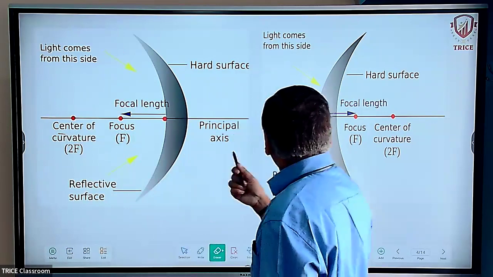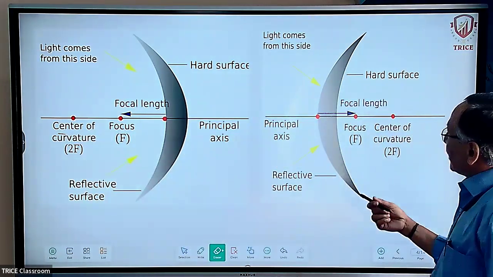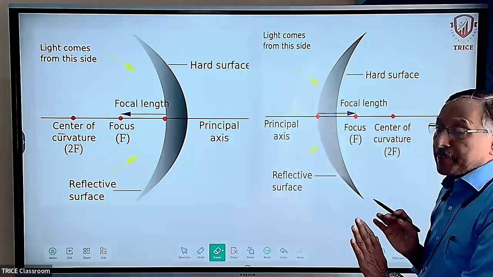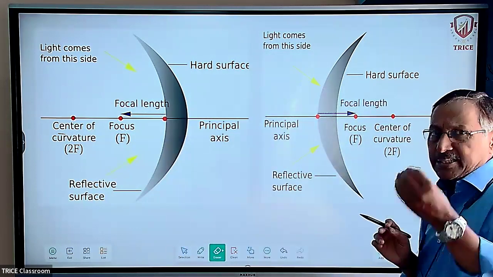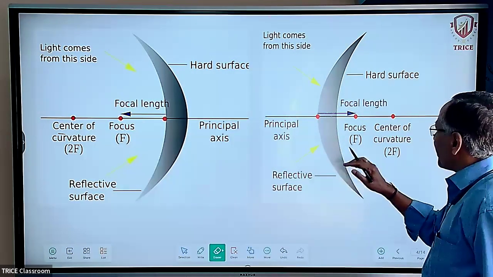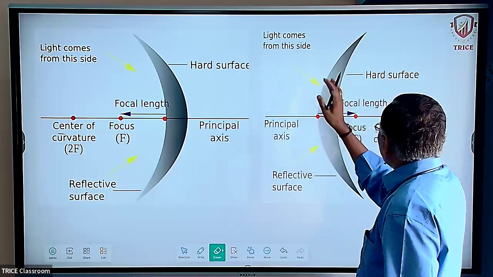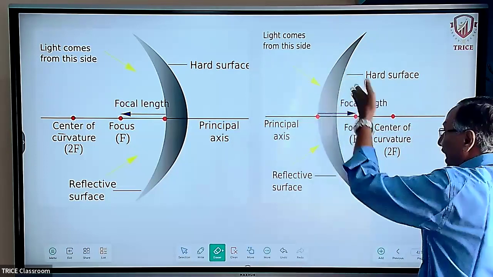Okay. Now here, in case of a convex mirror, always in both the mirrors, whether it is a concave or a convex mirror, light always falls from the left side. Means what? Light is incident from the left side of the mirror. So here also, see here, light rays come here, fall on this surface, get reflected. They all meet at a point behind the mirror.